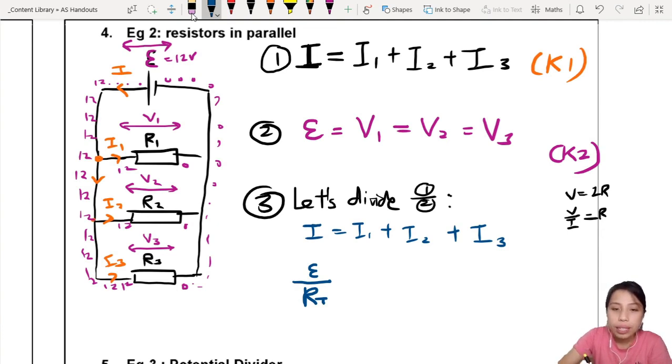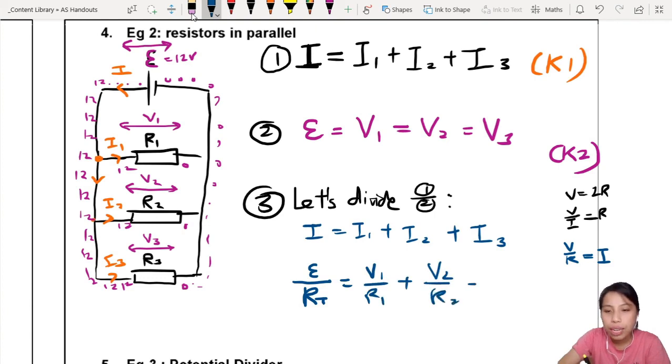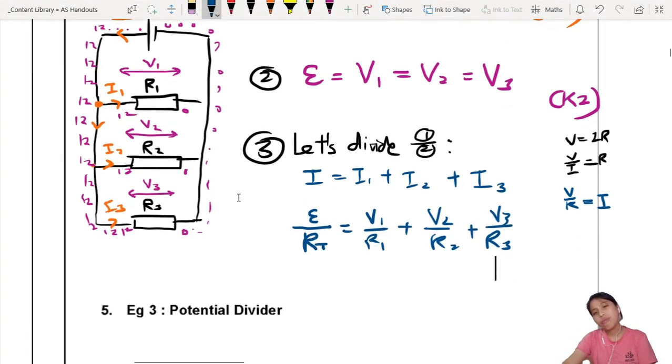Okay, then the second I, let me rearrange a little bit. I equals V over R. So this one will be V1 over R1. Then I2 will be V2 over R2. I3 will be V3 over R3. You say, Miss, this does not look like all the thing. But never mind. We want to divide everything by number 2.